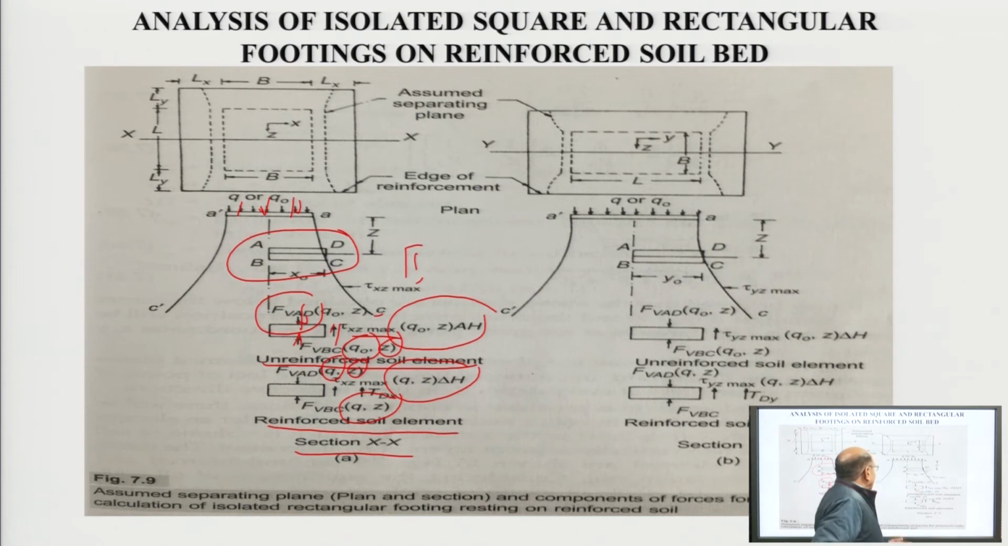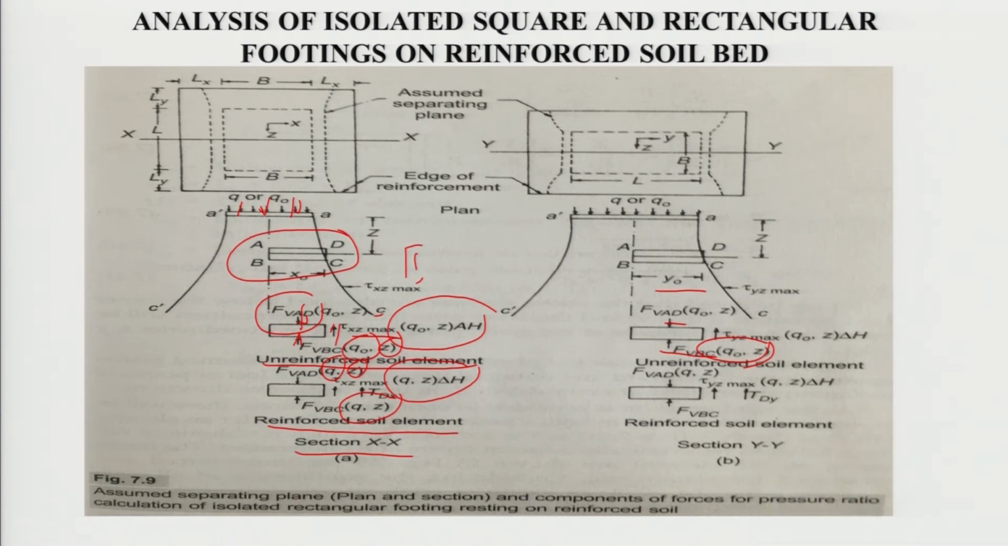So, now we can discuss here in the same way in the vertical section like this way. Here again we see this is the element A, B, C, D. This is the y0 instead of x. So, VAD depends upon Q0 and Z, and this will act downward, whereas FVVC will act upward, that depends upon the Q0 and Z for the unreinforced soil element, and tau maximum will depend upon the Q0 Z into delta H.